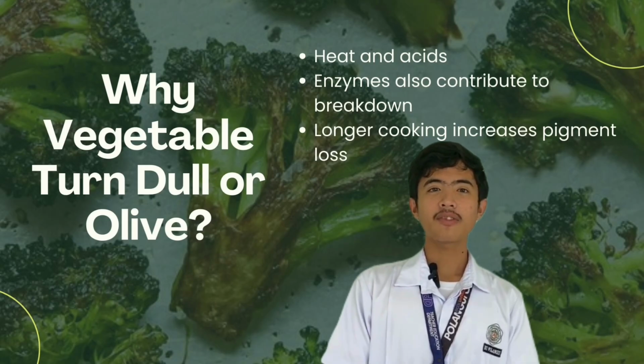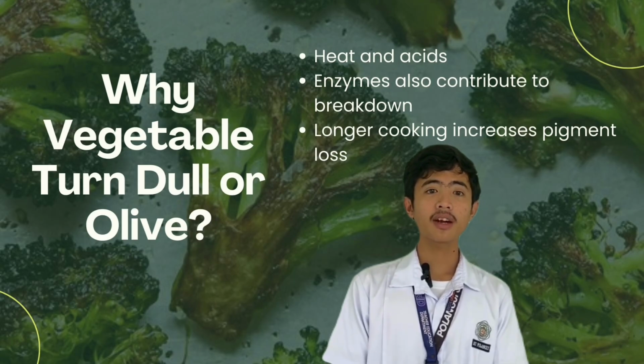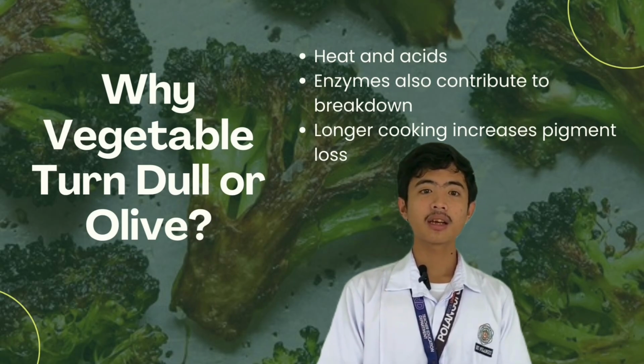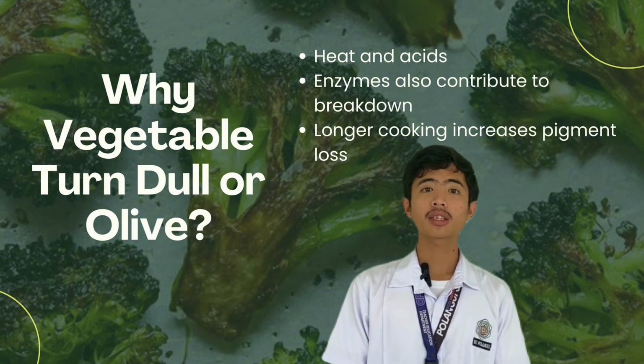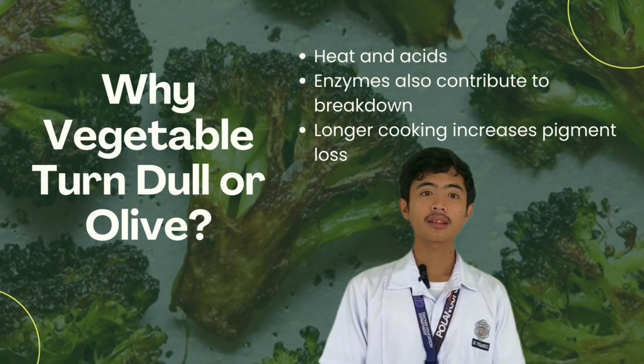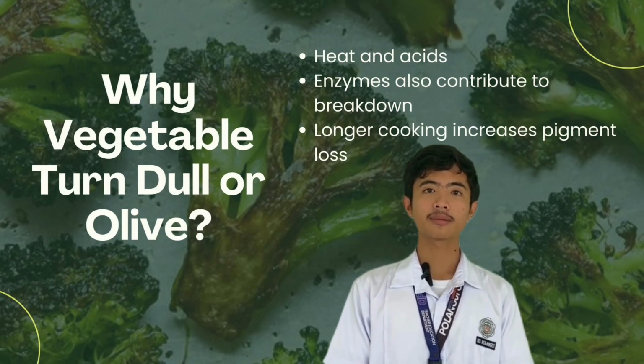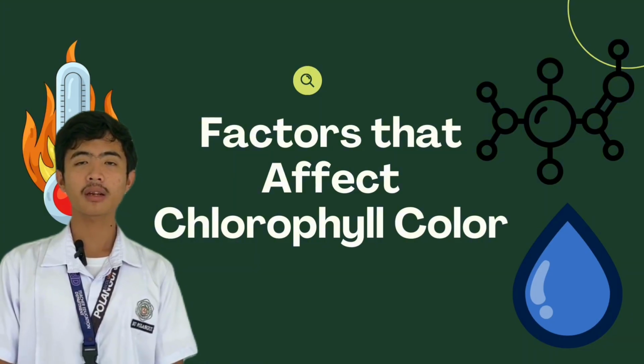There are various factors why vegetables turn dull or olive. First, heat and acid cause magnesium ion to detach from chlorophyll. Also, enzymes contribute to breakdown, and longer cooking time increases pigment loss. Factors that affect chlorophyll color.